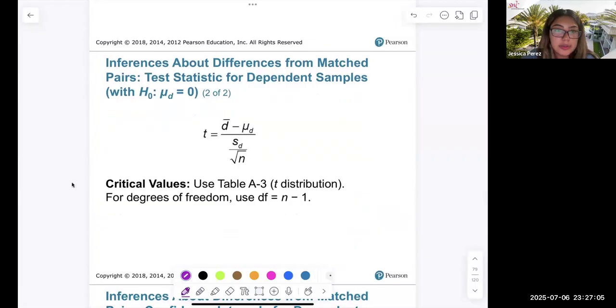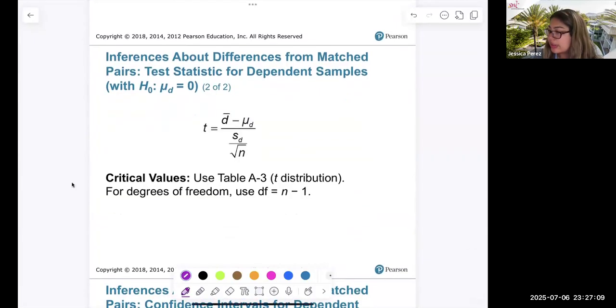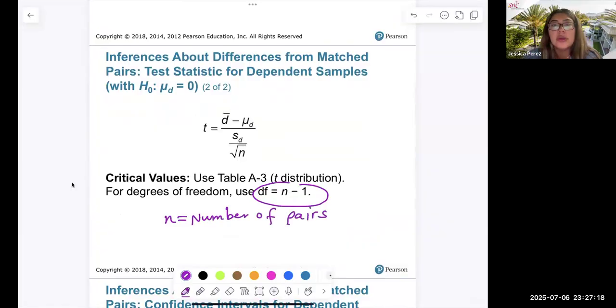The critical values, we are going to be finding using our table A-3 with degrees of freedom n-1, where n is the number of pairs. So we know how to use table A-3. We are going to be looking at the critical values and alpha, excuse me, to identify the values of your t-score. Okay.